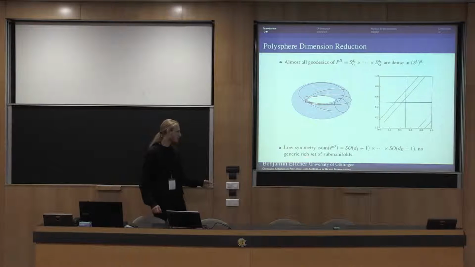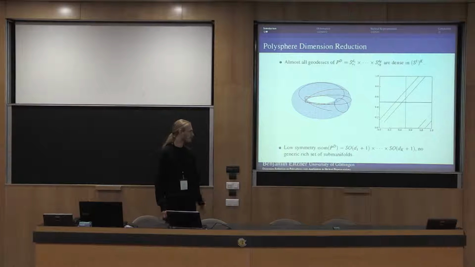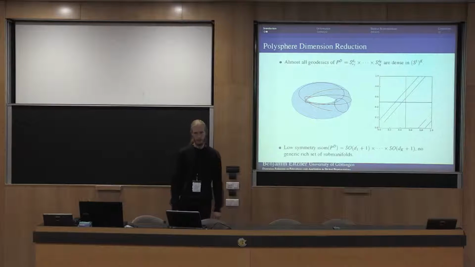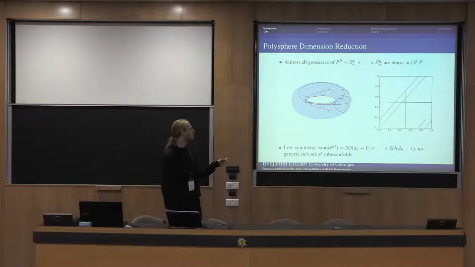And also the symmetry group is not very high-dimensional. It's just the product of the spherical symmetry groups. And so the set of submanifolds is not very rich. So we have troubles for the forward approaches as well as for the backwards approaches.